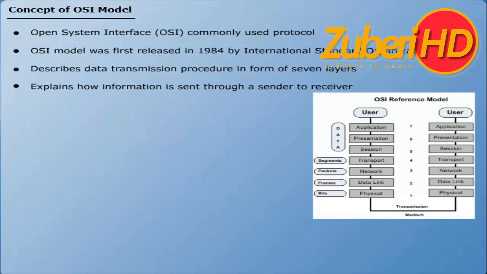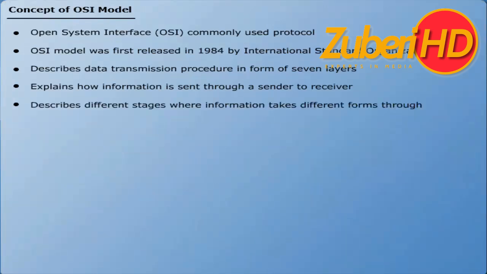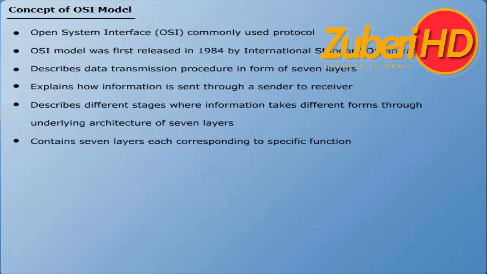It explains how information is sent from a sender to a receiver and also describes different stages where information takes different forms through the underlying architecture of 7 layers. The OSI model consists of 7 layers, each corresponding to a specific network function. The 7 layers are physical, data link, network, transport, session, presentation, and application.